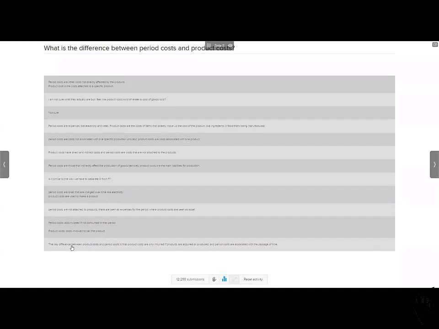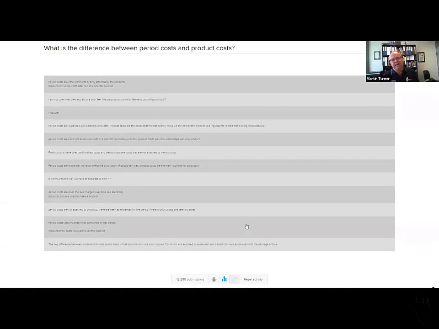They can be. The key difference between product costs and period costs is that product costs are only incurred if products are acquired or produced, and period costs are associated with the passage of time. Again, that's not right. Period costs are not associated with the passage of time. They're called period costs because they're expensed in the period in which we incur them. We don't attach them to products and end up in inventory and so forth.